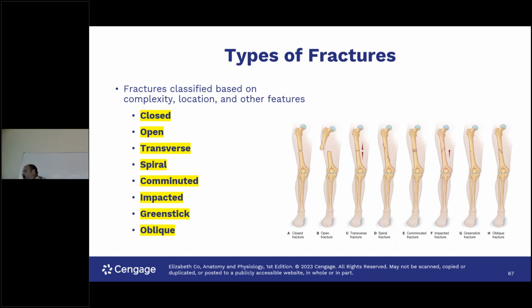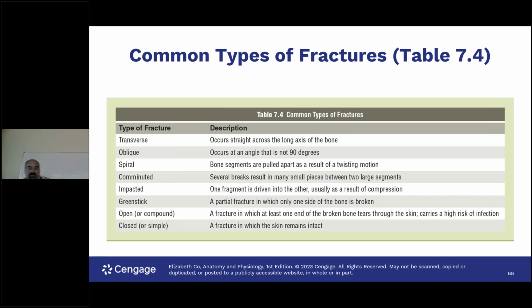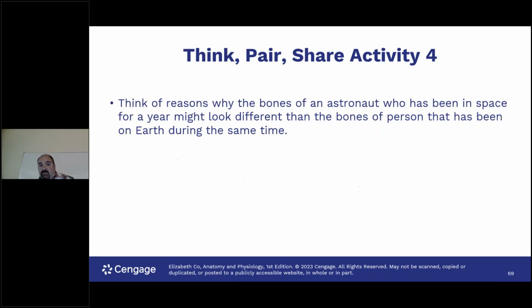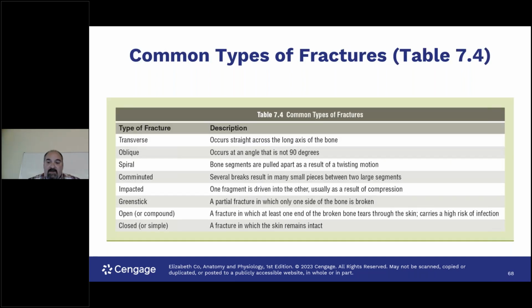Impacted fracture, so we can have that as a result of someone falling from a height and landing on their feet, and that force goes into their lower extremities. How about their spine? That's a compression fracture, yeah. Greenstick, and then an oblique fracture is more of an angle. Here they gave you the images and the terms and definitions of the different types of fractures. All right, we're going to stop here for tonight.